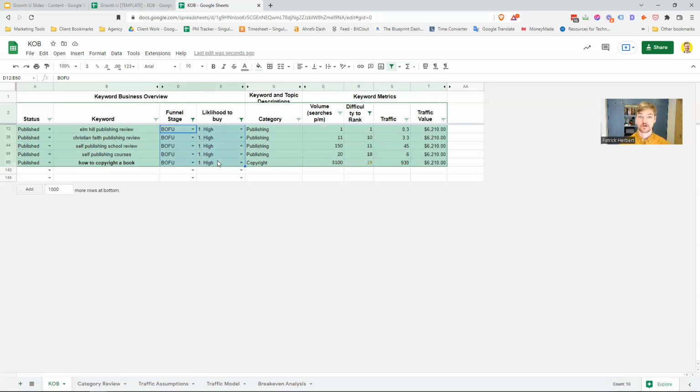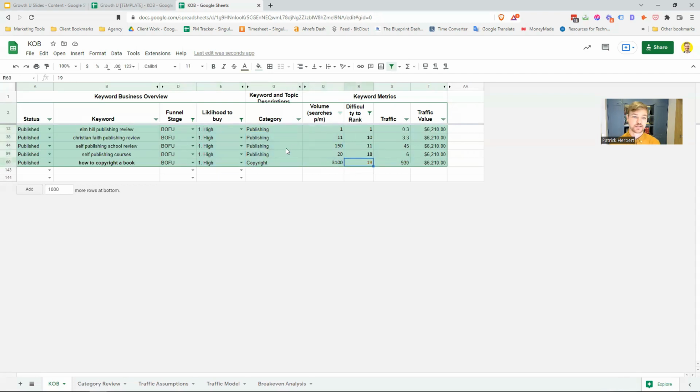You can set your own internal criteria for how you set that. A lot of it is really trying to put yourself into the shoes of somebody who will be searching, right? And thinking like they would think. And if you really know your customer, it's going to be really easy. So, okay, I've got a bottom of funnel, I've got a likelihood to buy that is high, and now I'm looking for what's got the highest searches and the lowest difficulty to rank.